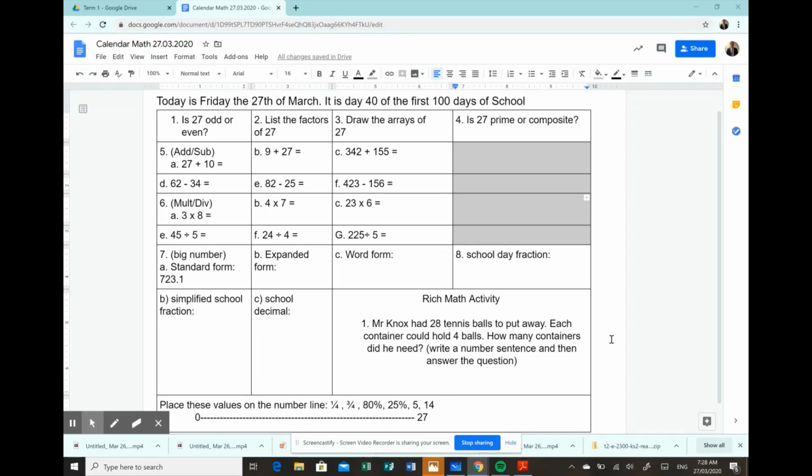Here is the calendar math for today. Today is Friday the 27th of March. It is day 40 of the first 100 days of school. So pause the video now and see if you can answer all of these questions.